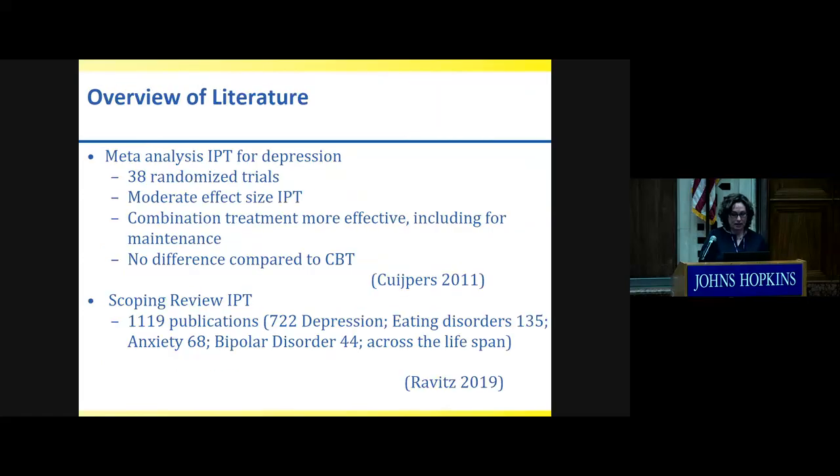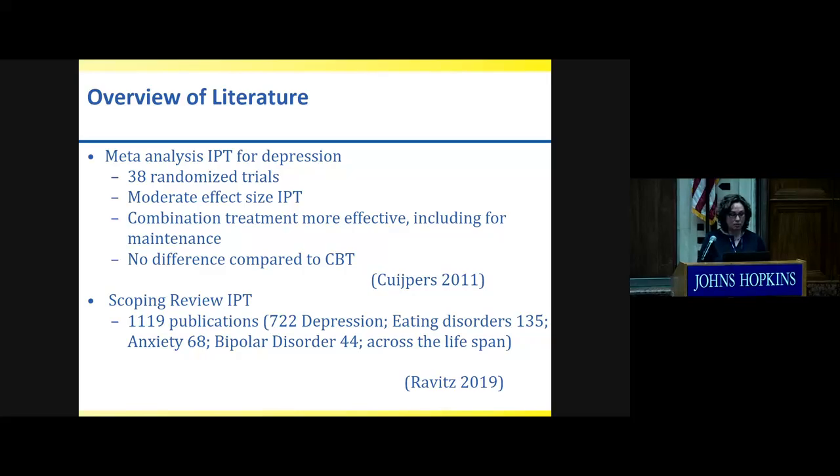So I'm going to do a little bit of data. Pim Cuijpers conducted a meta-analysis of IPT for depression of 38 randomized trials. It included adults and teens with depression. It was IPT compared to controls. And it showed a moderate to large effect size in the acute phase of treatment for depression. Combination treatment was more effective than medication alone to decrease likelihood of recurrence compared to medication. There was no difference in efficacy between CBT and IPT.